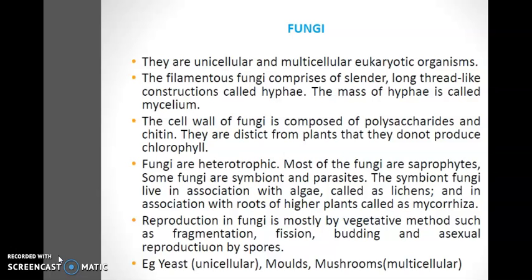Fungi are heterotrophic, but most of the fungi are saprophytes. Some fungi are symbiont and others are parasites. The symbiont fungi live in association with algae and they are termed as lichens. And when these fungi live in association with the roots of higher plants, they are termed as mycorrhizae. Reproduction in fungi is mostly by vegetative method such as fragmentation, fission, budding, and asexual reproduction by spores. Examples of fungi include the unicellular yeast and the multicellular mushrooms and molds.